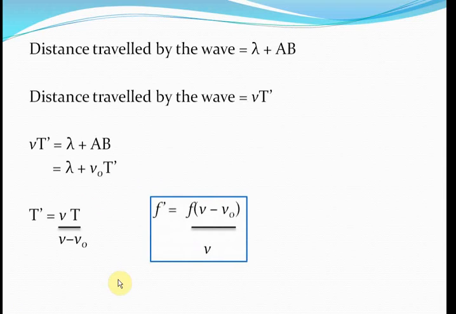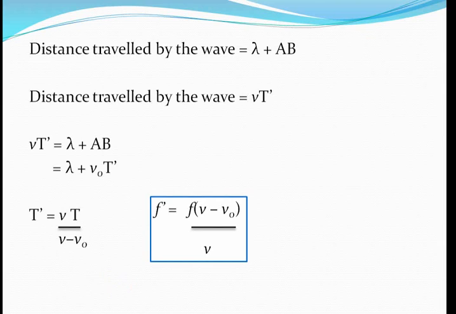Inverting this equation, we get the new frequency observed by the observer is F into V minus VO by V. Here V is the velocity of sound, or the velocity of the wave we are talking about, and VO is the velocity of the observer. You should remember this equation. What we have finally concluded is that if the observer is moving away from the wave source with a velocity equal to VO, then the frequency that he will detect is F into V minus VO by V, where F is the frequency emitted by the source.